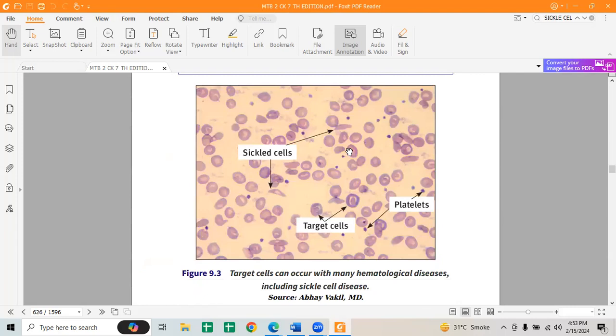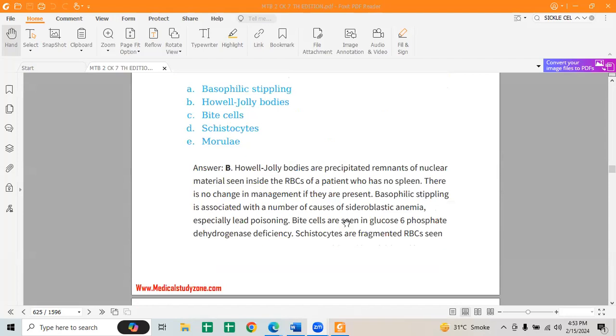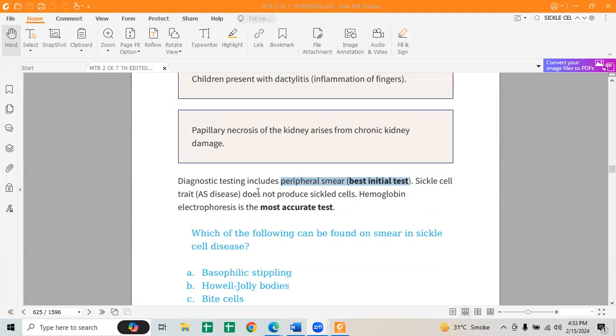Let me draw for you for better understanding. So this is a normal RBC, but this is a sickle. Can you see the shape like a sickle? This is normal. So you can see lots of sickle cells in the peripheral smear. It is the most important, easiest, and simplest test to know whether there is sickling or not. So peripheral smear is very important as the initial test, along with CBC. Why CBC? Because by CBC, you know, okay, fine.